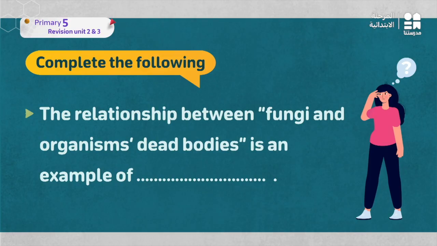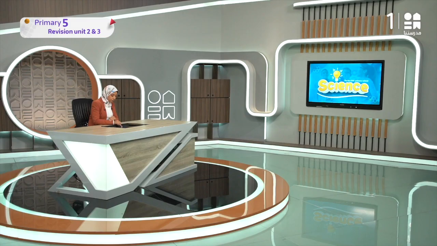Number 1. Complete the following. The relationship between fungi and organisms' dead bodies is an example of. طب تعالوا كده الأول نقول كان إيه هي types of relationship of the food relationship. كان عندنا predation, symbiosis and saprophytism. طب هنا relation ما بين الfungi and the organisms' dead body. كانت إيه relation دي؟ Not predation and not one from the symbiosis. It's the saprophytism. So in here, it's an example of the saprophytism relationship.